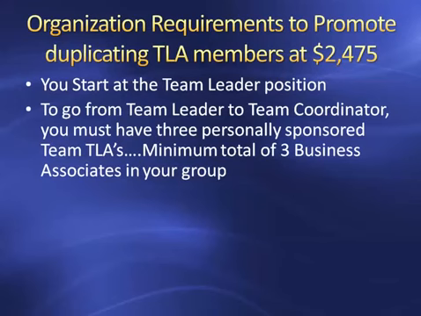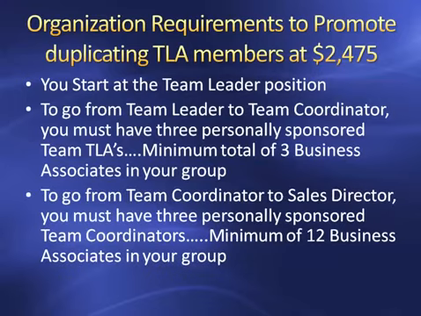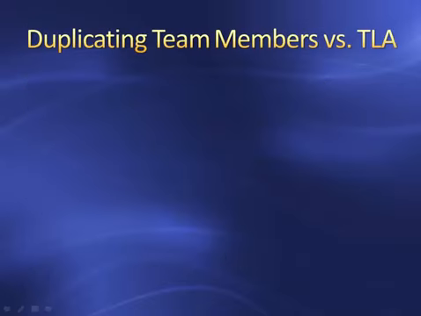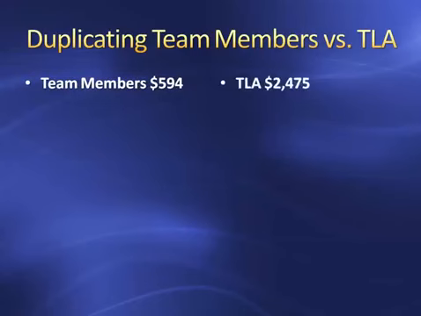have 3 personally sponsored TLAs. That's a minimum of 3 business associates in your group, not 12. To go from team coordinator to sales director, you must have 3 personally sponsored team coordinators, which would mean a minimum of 12 business associates in your group, not 39. So let's take a look at what the difference is duplicating from team members versus team leaders. Remember, on the left, team members are investing $594 in their business, and TLAs are investing $2,475.